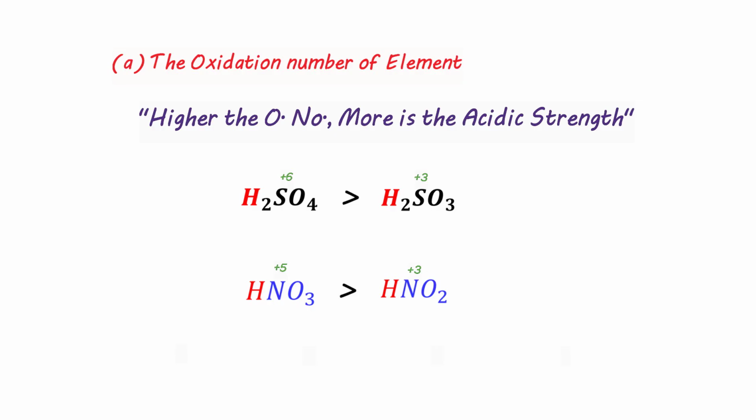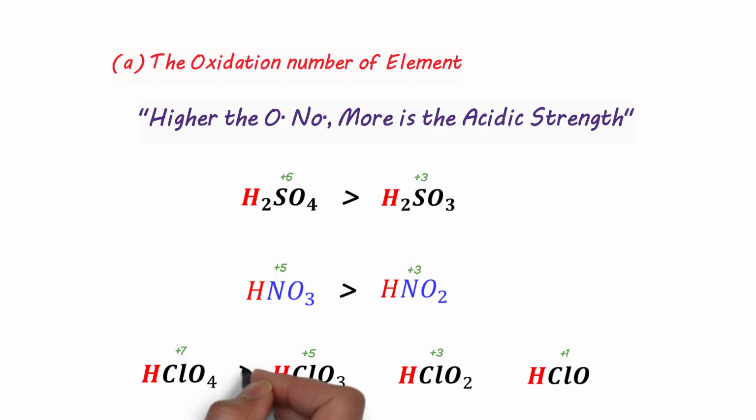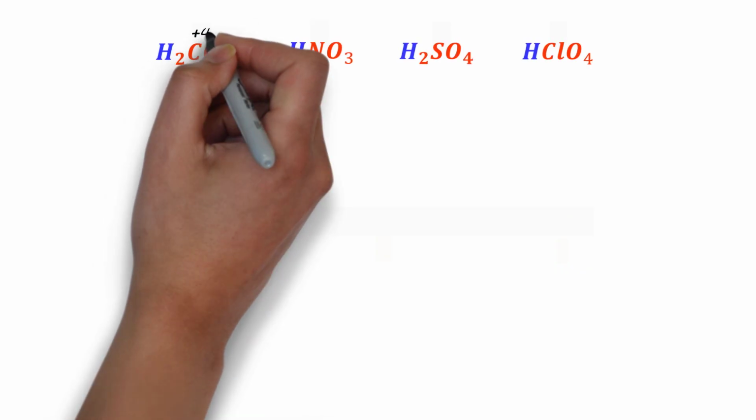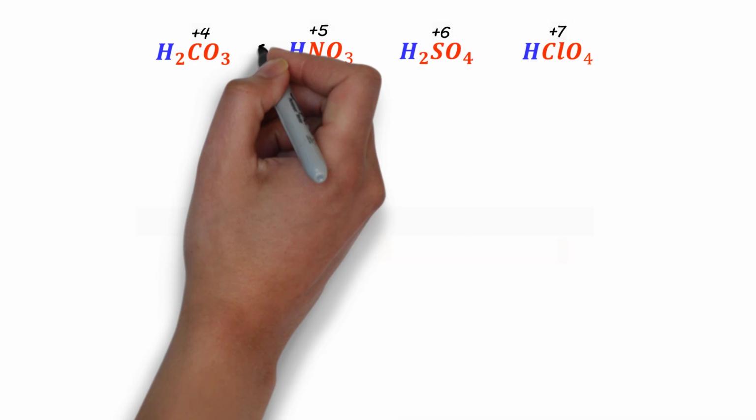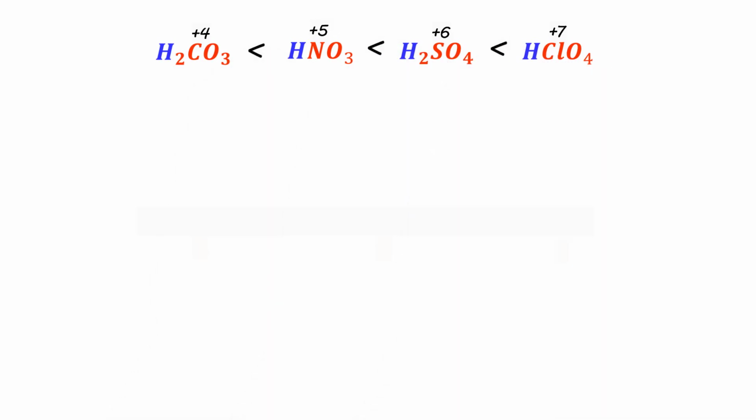Similarly, among the oxoacids of chlorine, we have perchloric acid, chloric acid, chlorous acid, and hypochlorous acid. As the oxidation number of chlorine decreases, so does the acidic strength. Now, among the oxoacids of carbon, nitrogen, sulfur, and chlorine, as you see, the oxidation number increases from +4 to +7. Obviously, the acidic strength also increases. Point to be noted is, the oxidation number method is a handy tool to identify the strength of oxoacids, but it may not always be applicable.